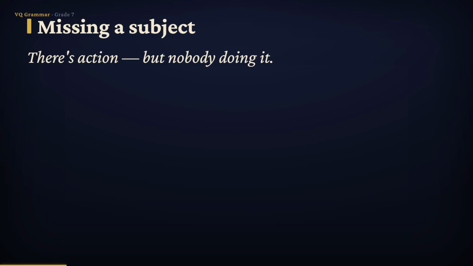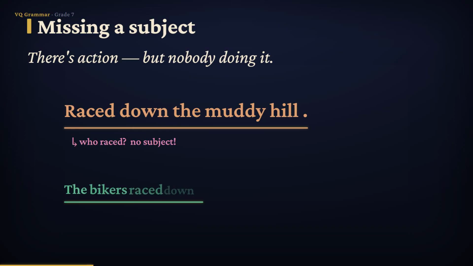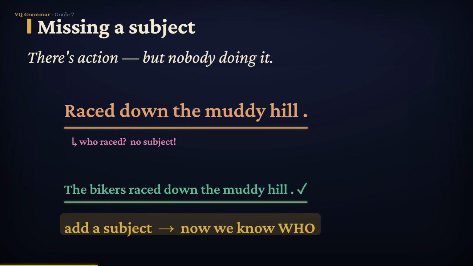The first way a sentence can break is by losing its subject. Look at this. Raced down the muddy hill. It sounds like something is happening, but stop and ask, who raced? There is no answer. Nobody is named. Without a subject, we don't know who or what the sentence is about, so it's only a fragment. Now watch how one small fix repairs it. The bikers raced down the muddy hill. Now we know exactly who, and the sentence stands on its own.